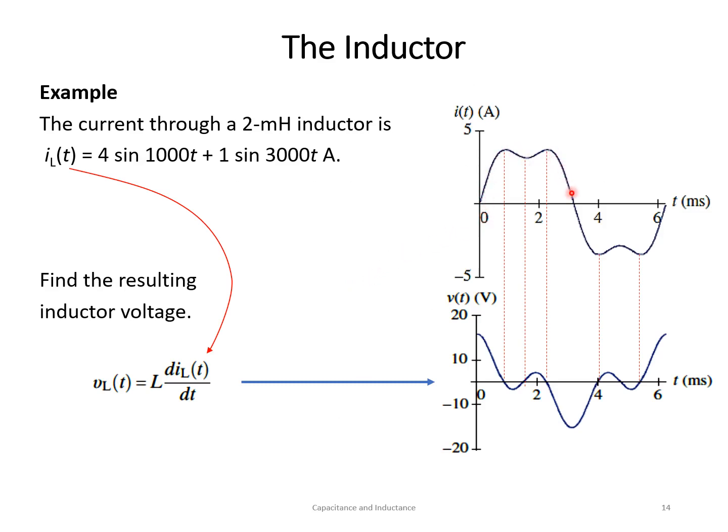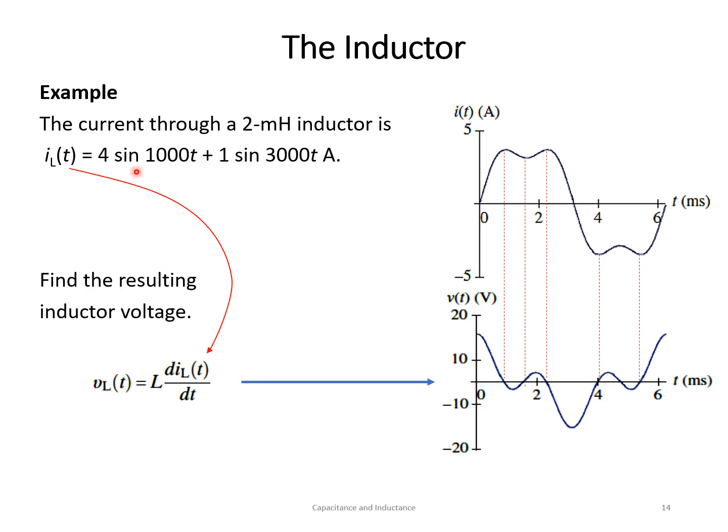Now, for a given current, we will see the voltage across the inductor. The current through a 2 millihenry inductor is as shown, 4 sine 1000t plus 1 sine 3000t. Note that in chapter 5 we discussed sinusoids of the same frequency. Here the frequency is different. So basically the amplitude of this low frequency component is 4 and the amplitude of the component at 3 times this frequency is 1.